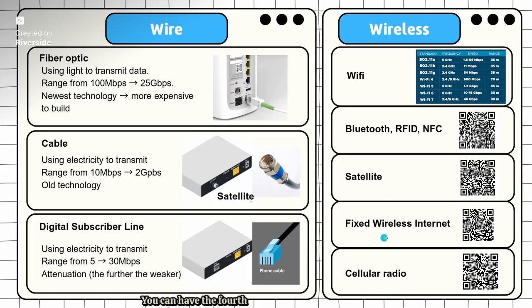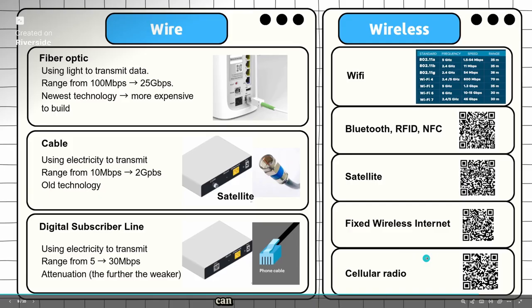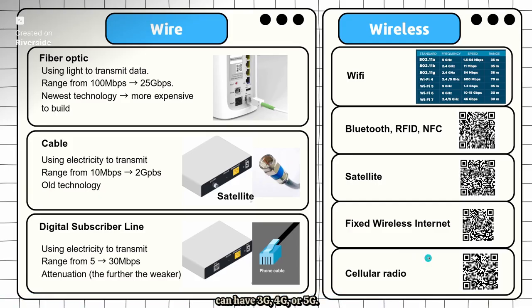The fourth option is called fixed wireless internet. This term is broader, a general term. Satellite belongs to this fixed wireless internet, but satellite should have its own dedicated page to talk about it. And finally, we have cellular radio. So this is the signal that you see on your mobile phone. You can have 3G, 4G, or 5G. Currently, 5G is the fastest one that you can have.